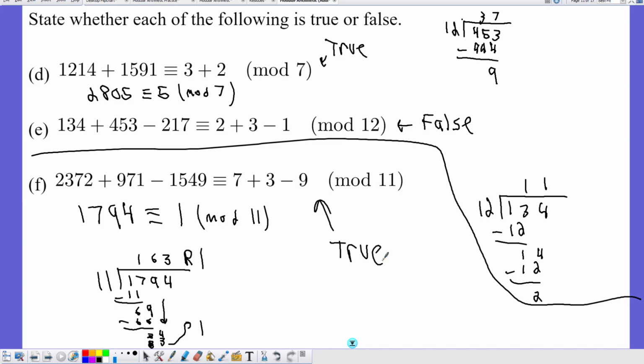And so this shows you that sometimes it's easier just to combine everything together. Sometimes it's easier to do them separately. It depends on the situation. But it just shows you the flexibility we have when doing these sorts of modular arithmetic problems.